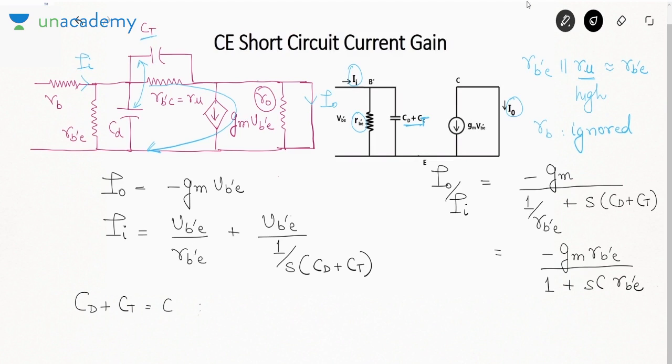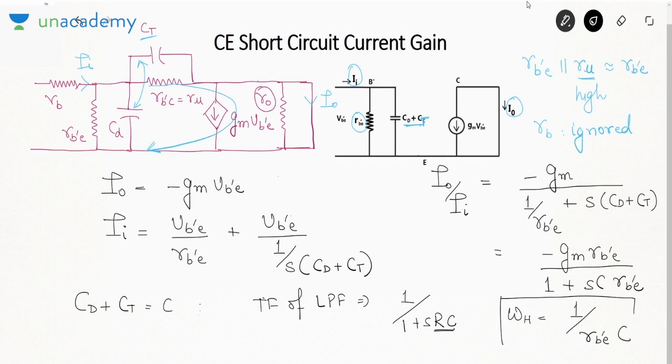Now we just now saw that the transfer function of the low pass filter was something like 1 by 1 plus SRC. We told that 1 by RC is the cutoff frequency. So here also you can find out the cutoff frequency. It is 1 by RB'E into C. That is your upper cutoff frequency, just by comparing it with the low pass filter that we studied earlier.